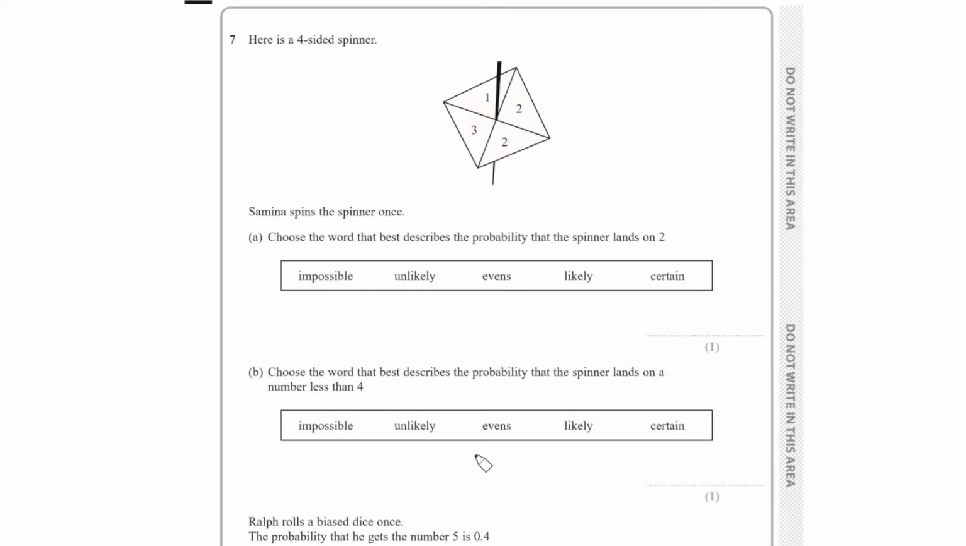Question 7. Here is a 4-sided spinner. You can see that we've got the numbers 1, 2, and 2, and then 3. Samina spins the spinner once. Choose the word that best describes the probability that the spinner lands on 2.